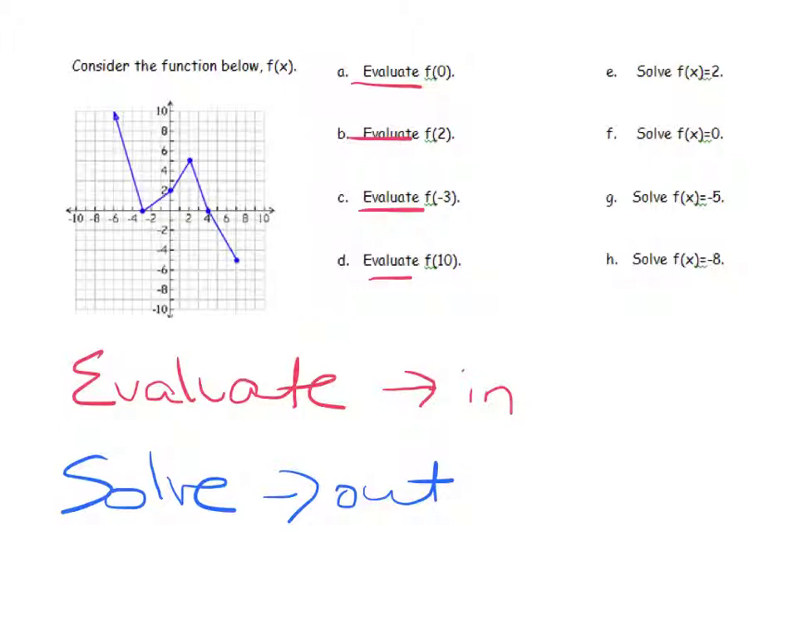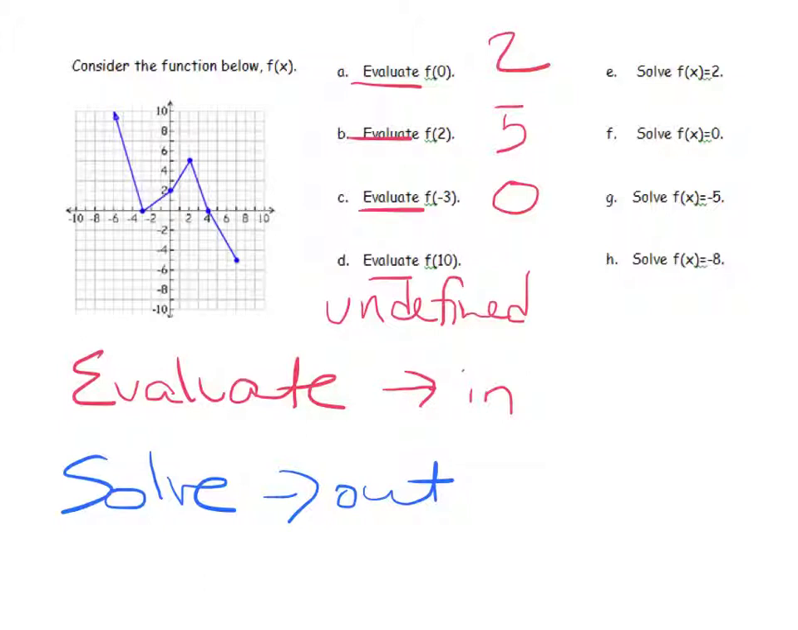F of 0, we're going to go over to our graph. F of x, the x is 0, so that means our output is 2. We're going to go f of 2, we're going to follow up. Our output there is 5. F of negative 3, okay, well at f of negative 3 the output is 0. And f of 10, we go over here. We notice that our function really stops when x is 7. 10 is not in the domain of the function, so we're going to say that this value is undefined. If you can't evaluate a function at a particular value because the function doesn't have an input there, we say it's undefined.